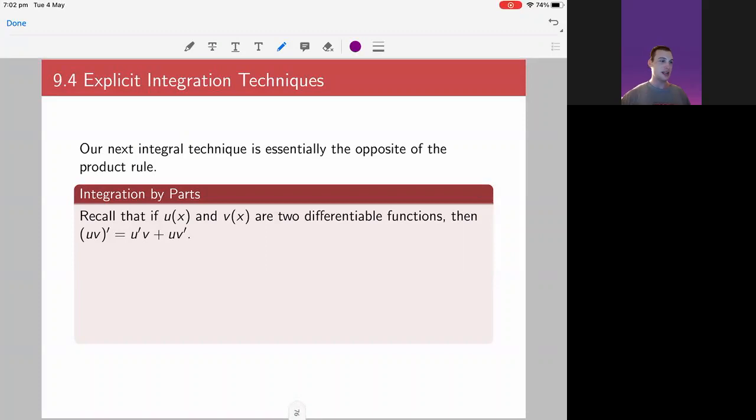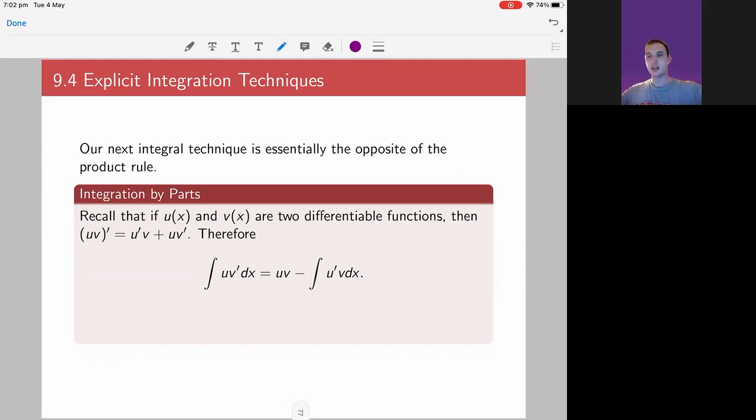So to set the scene, consider the following. Say you've got two functions u and v. We know that the derivative of the product of those two is exactly equal to the derivative of the first multiplied by the second plus the first multiplied by the derivative of the second. Integration by parts basically just falls out by integrating both sides of this equation. If you integrate the left-hand side, you get exactly uv.